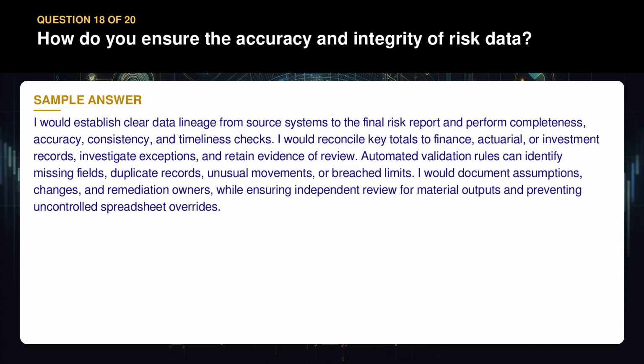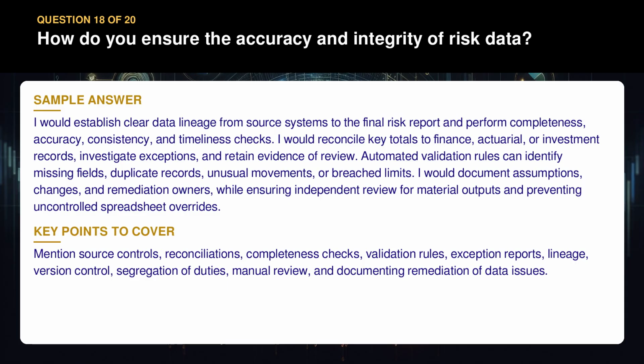Question 18. How do you ensure the accuracy and integrity of risk data? I would establish clear data lineage from source systems to the final risk report and perform completeness, accuracy, consistency, and timeliness checks. I would reconcile key totals to finance, actuarial, or investment records, investigate exceptions, and retain evidence of review. Automated validation rules can identify missing fields, duplicate records, unusual movements, or breached limits. I would document assumptions, changes, and remediation owners, while ensuring independent review for material outputs and preventing uncontrolled spreadsheet overrides.